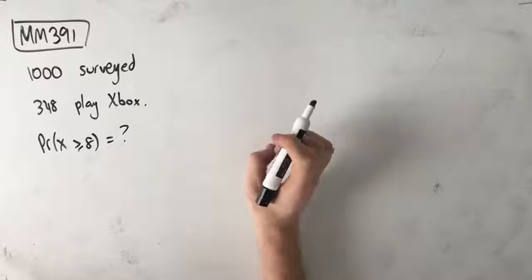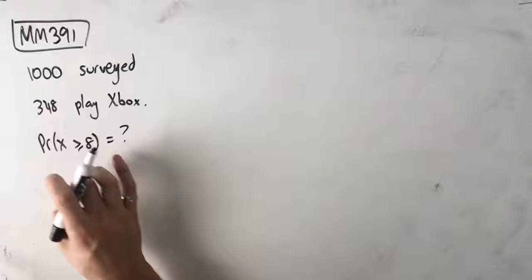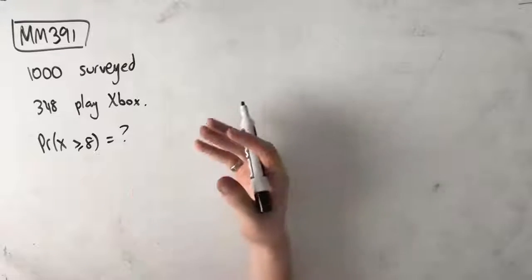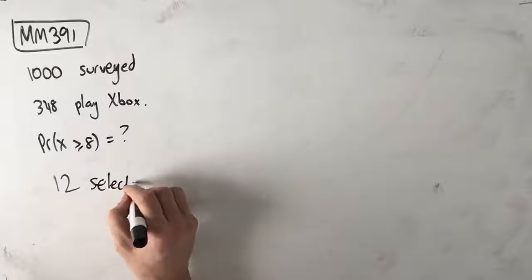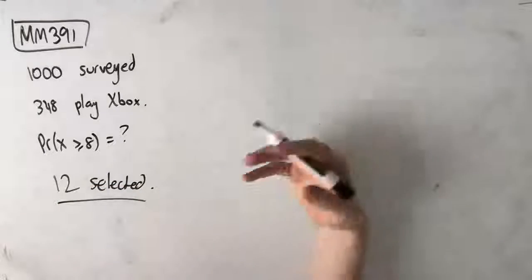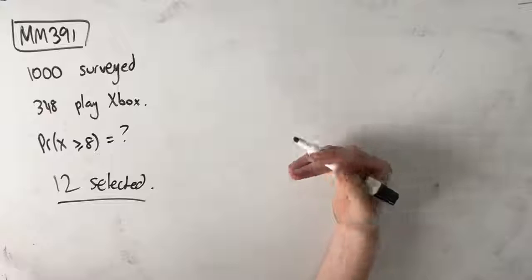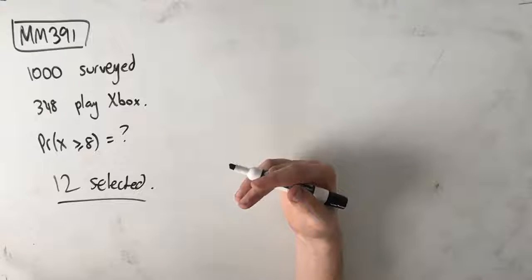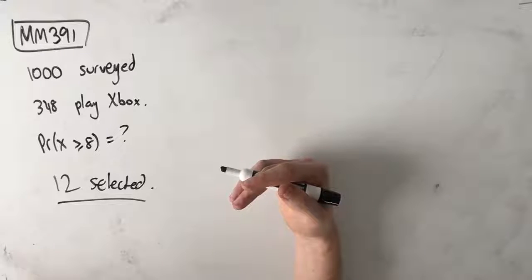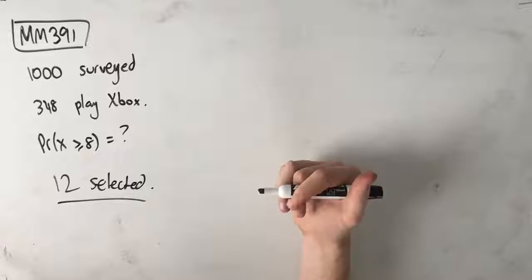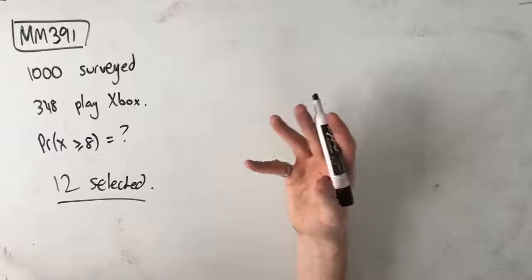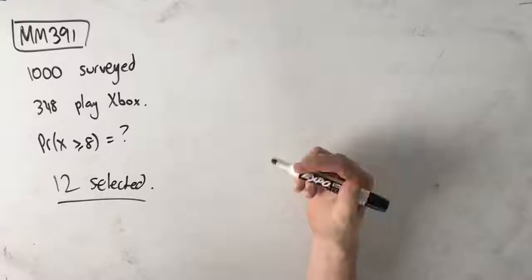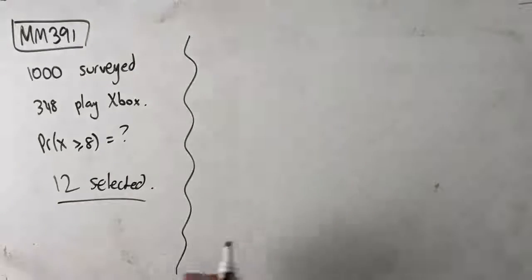Because the way that we know is we've got a certain number of people selected, so we've got 12 selected. Let's write that down. So 12 selected, and each one of them has a particular chance to play the Xbox on a regular basis, right? And I guess the other thing for binomial distribution is it has a success or a failure. Each person can either play Xbox or not play Xbox. There's nothing in between, there's no other possibilities, it's just those two. So that's how we know it's binomial.